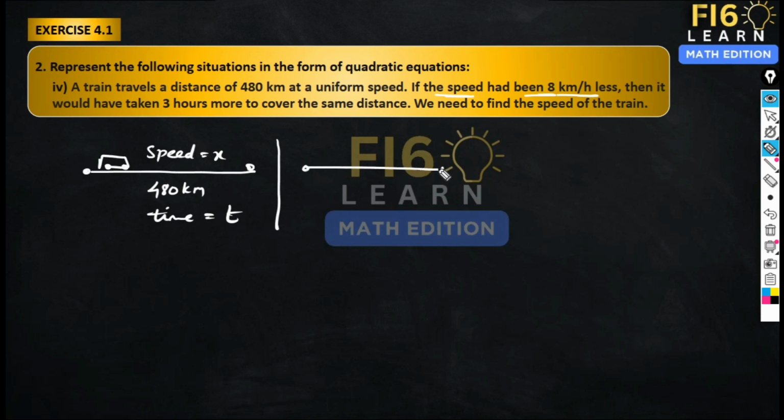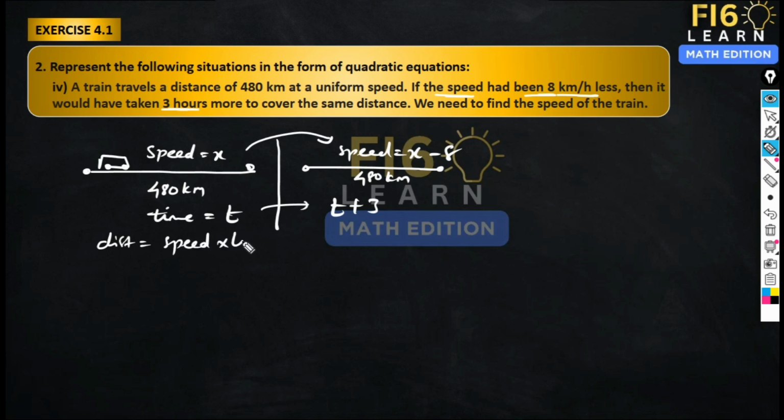So in the second case, the train covers the same distance, but the speed is reduced by 8 kilometers, so the new speed will be x minus 8. Because of this reduction in speed, it will take more time to cover the same distance, and that time is 3 hours. So initially it has taken t units, now it will take t plus 3 units. So we have three different data: speed, distance and time. Here also we have three data: speed, distance and time. So we can relate this using the formula: distance is equal to speed into time.